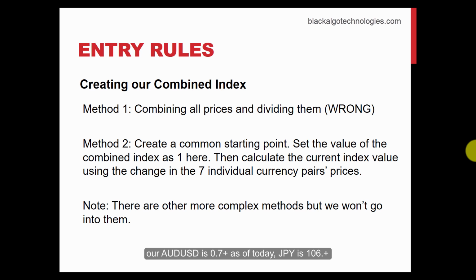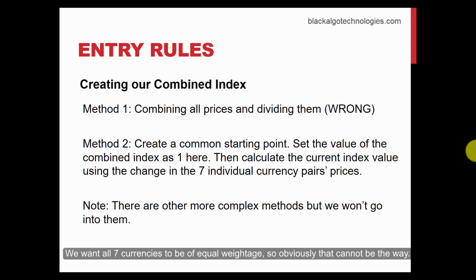Yen is 106 point something. A 10% move in the yen will equate to $10. A 10% move in Euro USD is 0.12. A 10% move in the Aussie is 0.07. If you were to just add them all up and divide them by 7, it will put excessive weightage on the yen, which is not what we want. We want all 7 currencies to be of equal weightage. So obviously that can't be the way.